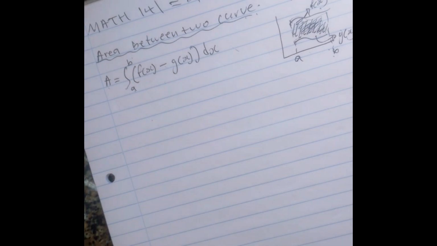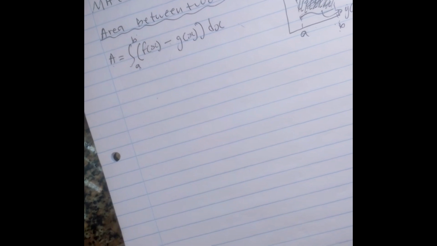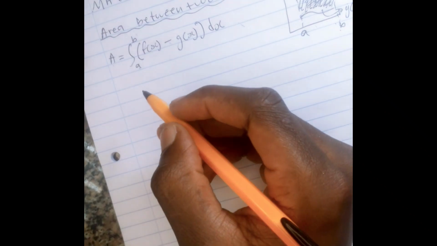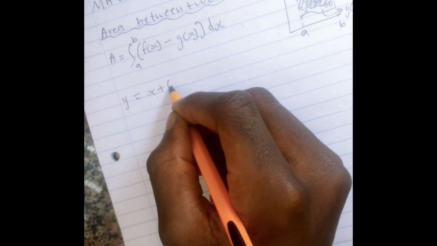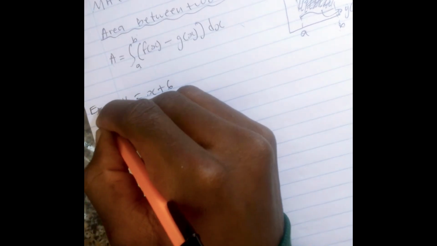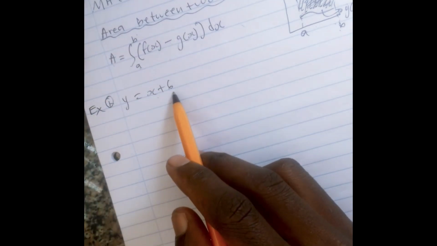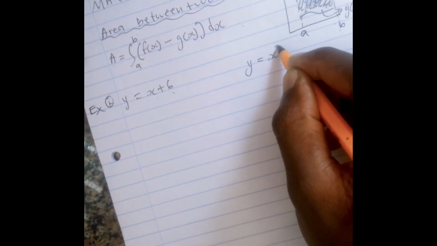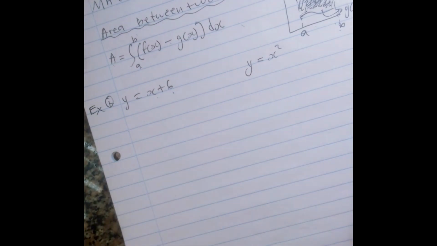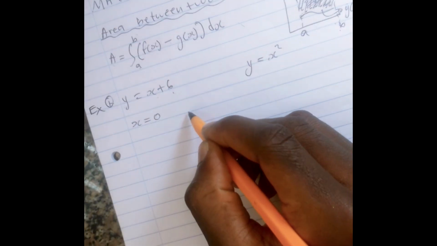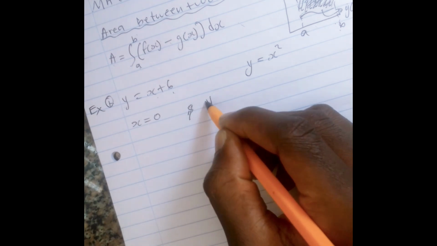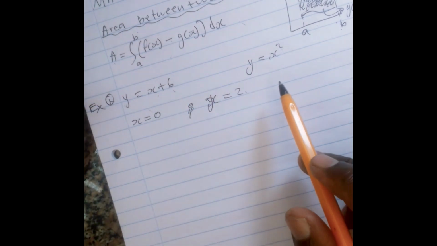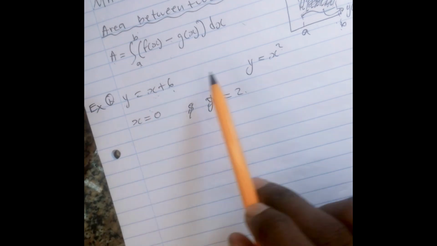Okay, so let's jump right into an example. This is example number 1. Find the area of the region bounded above by y equals x plus 6, and bounded below by y equals x squared, with the lines x equals 0 and x equals 2. So in this case we've got two curves. How can you find the area bounded between those two curves?